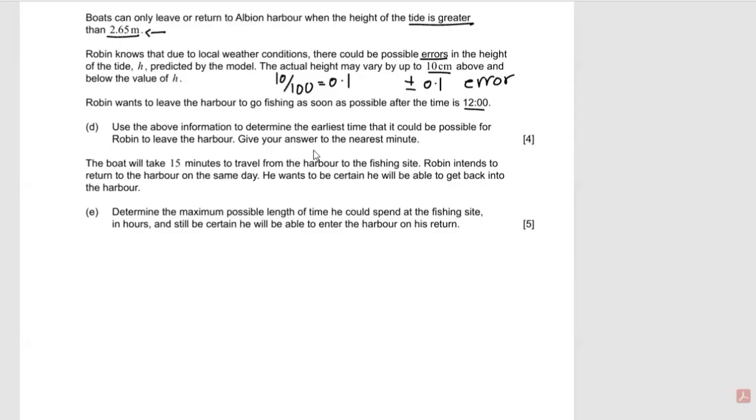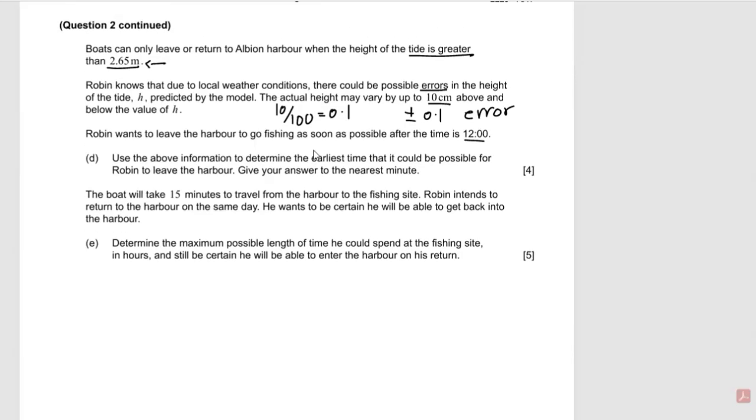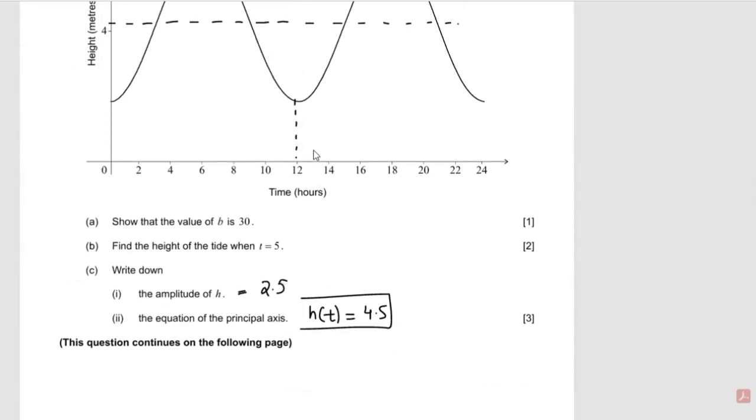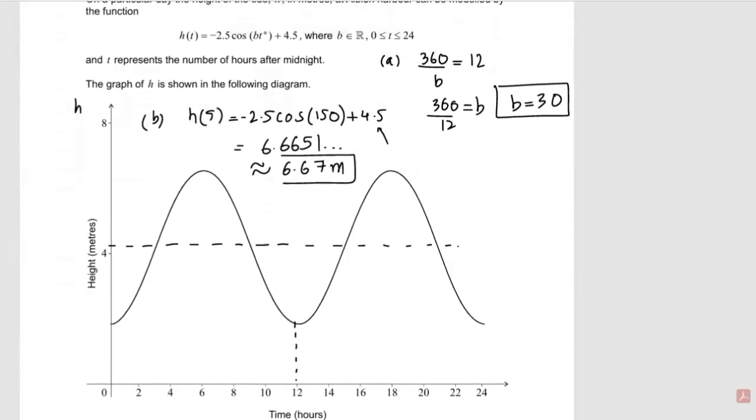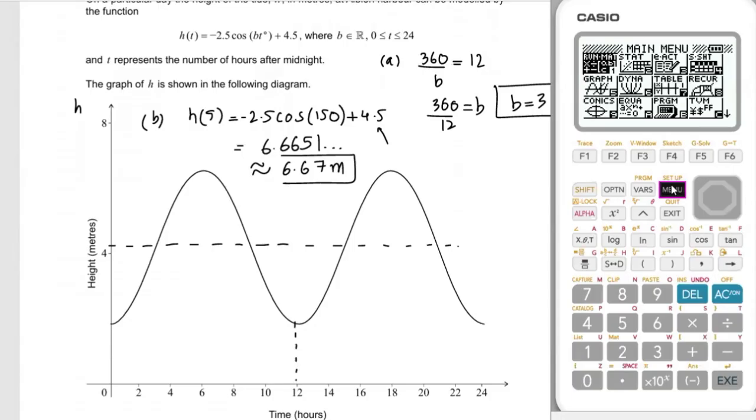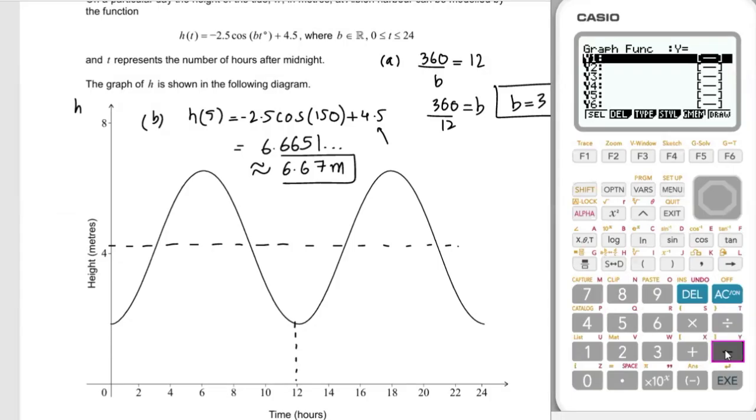Robin wants to leave the harbor and go fishing as soon as possible after 12. So he goes after 12. Use the above information to determine the earliest time that it could be possible for Robin to leave the harbor. Give your answer to the nearest minute. Okay, so we need to do part D for this. This should be done using GDC, but let's take a look at this one. I need to sub in my function in the graph. Okay, let's go. So go to graph and minus 2.5 and put a cos.